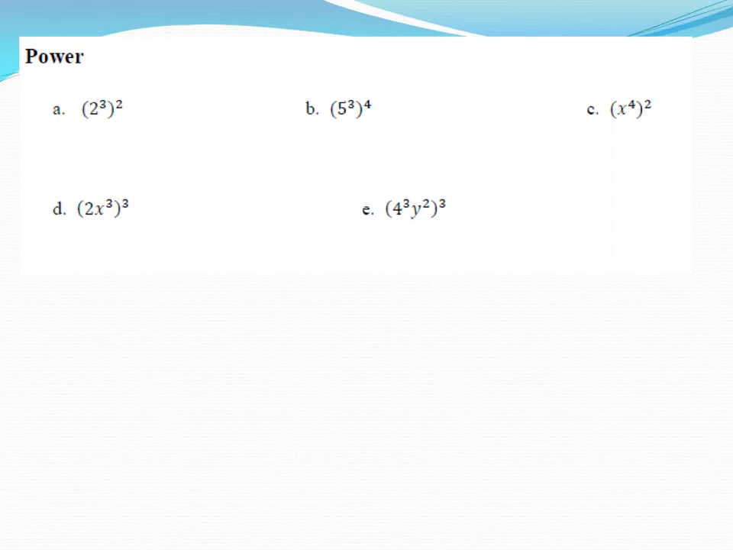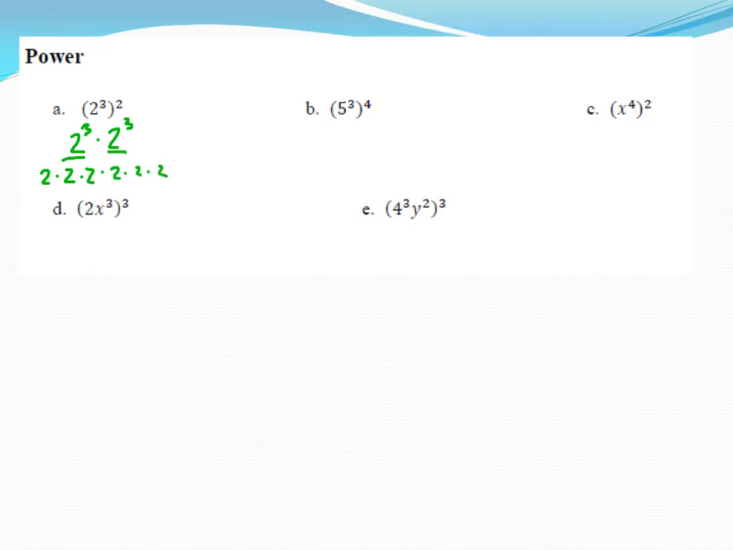So 2 to the 3rd squared, what this means, we start on the outside. 2 to the 3rd squared, that means 2 to the 3rd is my base. That really means 2 to the 3rd times 2 to the 3rd. Taking this, I can expand this even more. Start with the first one. 2 to the 3rd is 2 times 2 times 2. This one is also going to be 2 times 2 times 2.